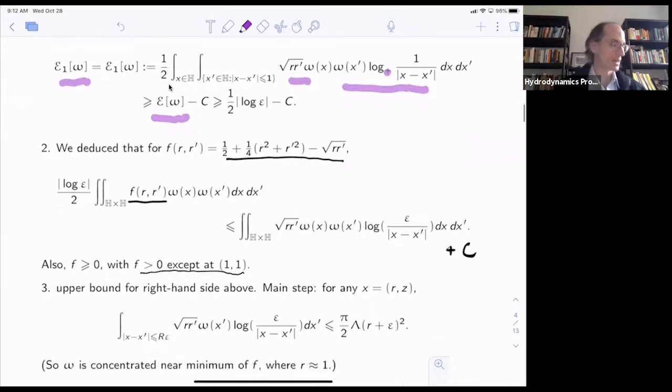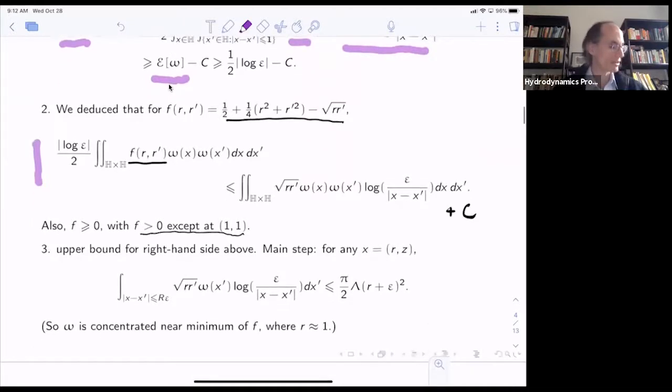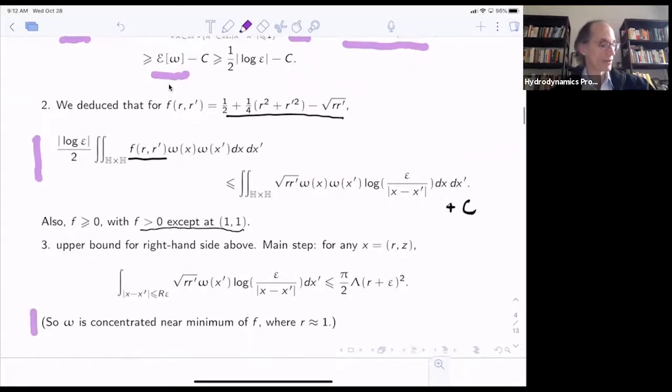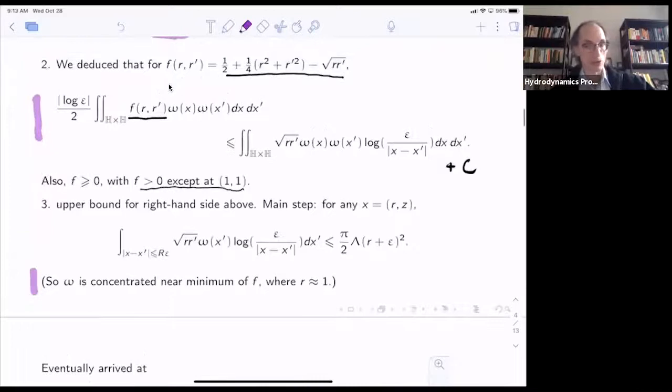And the way we do this is, again, by rewriting S here and then proving an upper bound for the right-hand side, which will tell us that omega is concentrated near a. So this will say that the integral of f against omega of x prime is bounded by a constant. So the integral of f will be bounded by a constant over log epsilon, small. And this says that omega is then concentrated near the minimum of f, where the radius is roughly 1. Okay, so this was the idea.